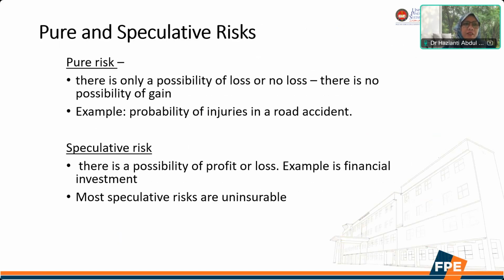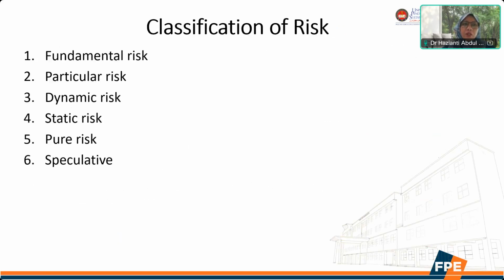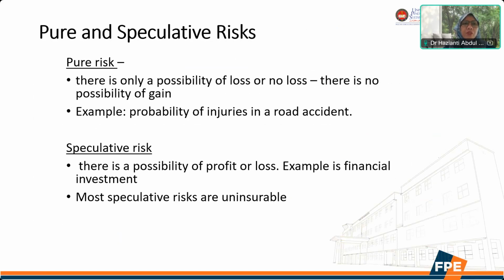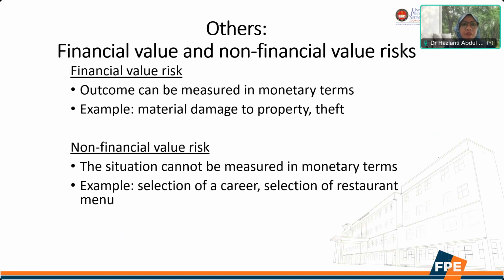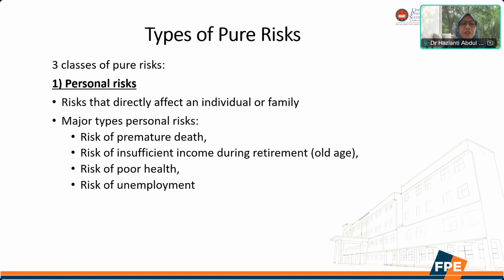All right, so if you look at these different types of risk, we have what we call pure risk. I will explain more on pure and speculative risk. There are three classes of pure risk. Again, pure risk means the possibility of loss or no loss, no possibility of gain. The first one is personal risk.